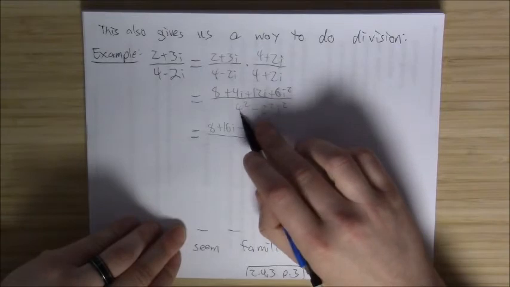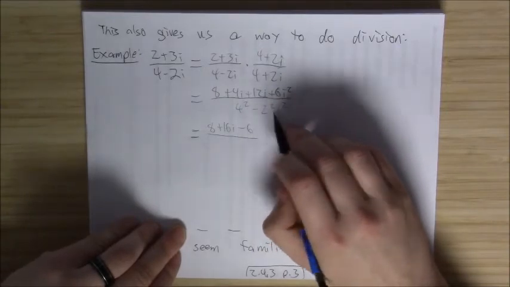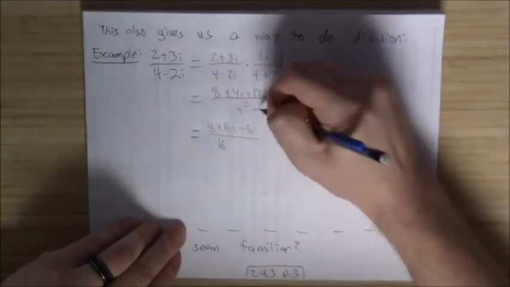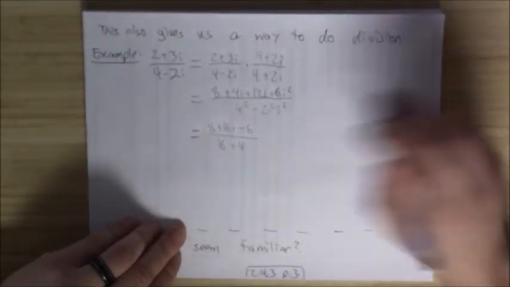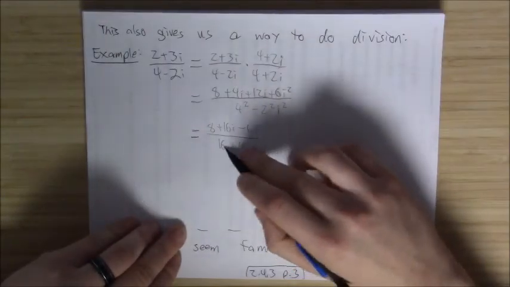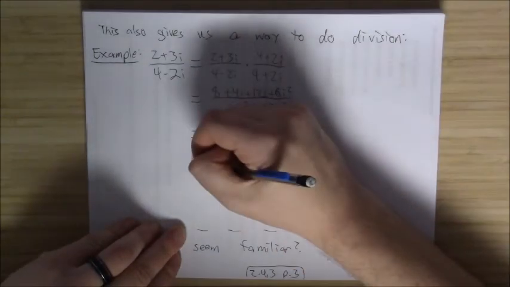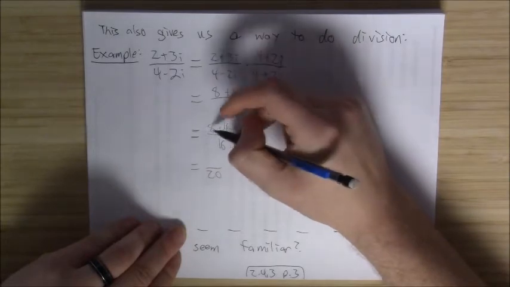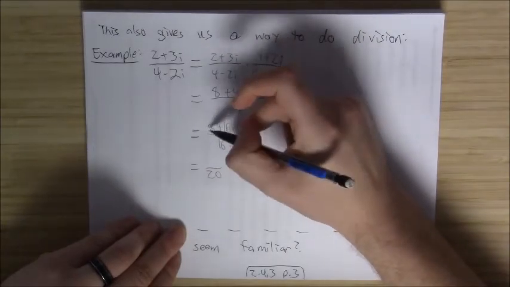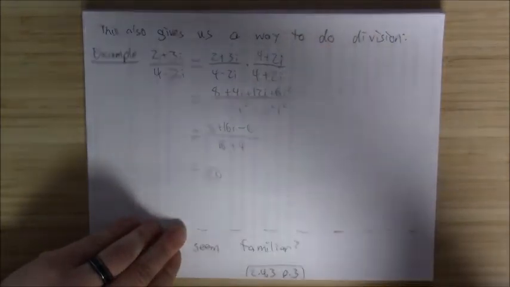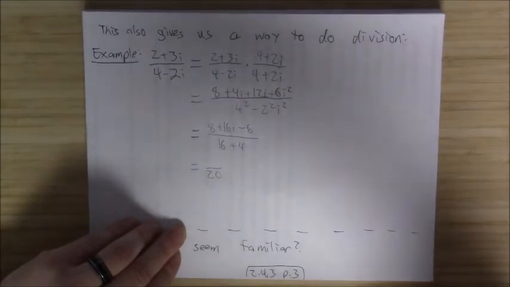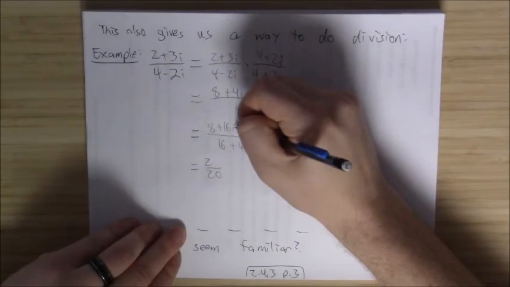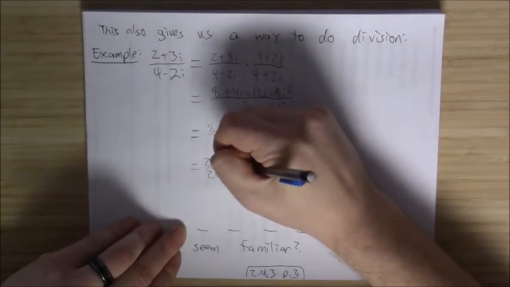On the bottom, we have 4 squared plus 2 squared. 16 plus 4, because the i squared is -1. And so we have 20 on the bottom. Whereas on the top, we have 8 minus 6. 8 minus 6 is 2. And then we have 16i.